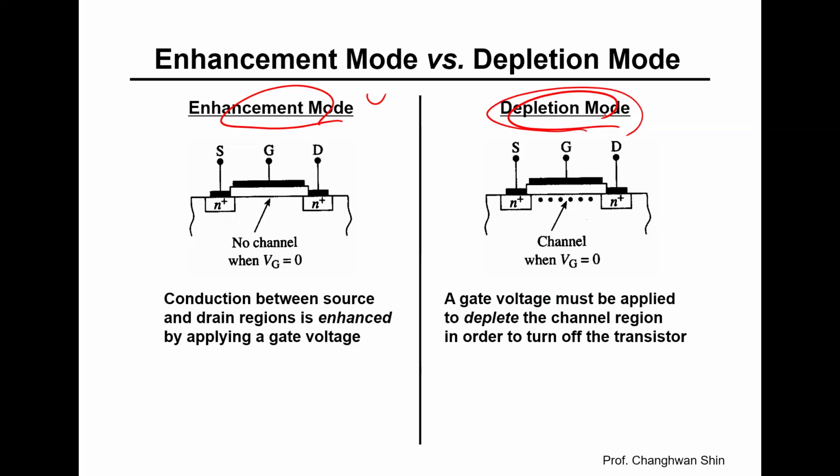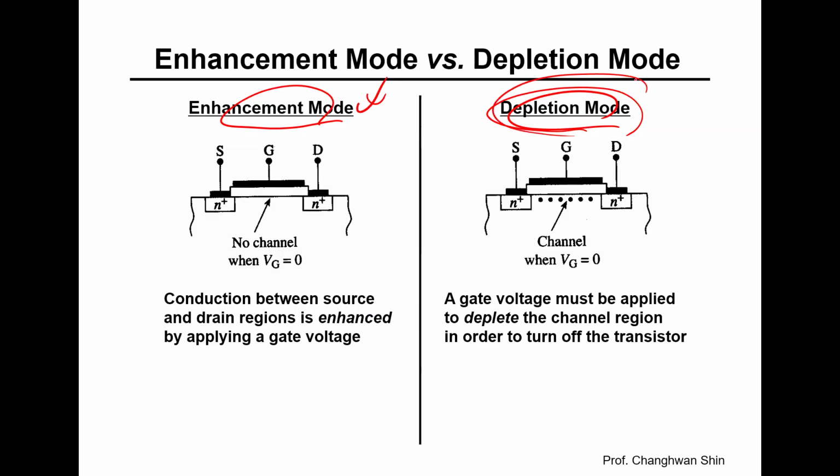So in enhancement mode, conduction between source and drain regions is enhanced by applying a gate voltage. This is like a garden that's naturally dry until you turn on the sprinkler system. The channel doesn't exist until you create it by applying voltage to the gate. Most modern digital electronics use these enhancement mode devices because they consume no power when idle. A crucial feature for battery powered devices, definitely.